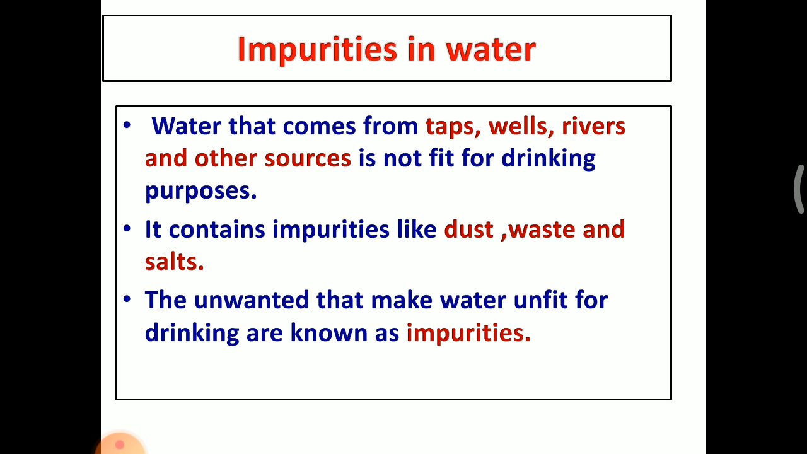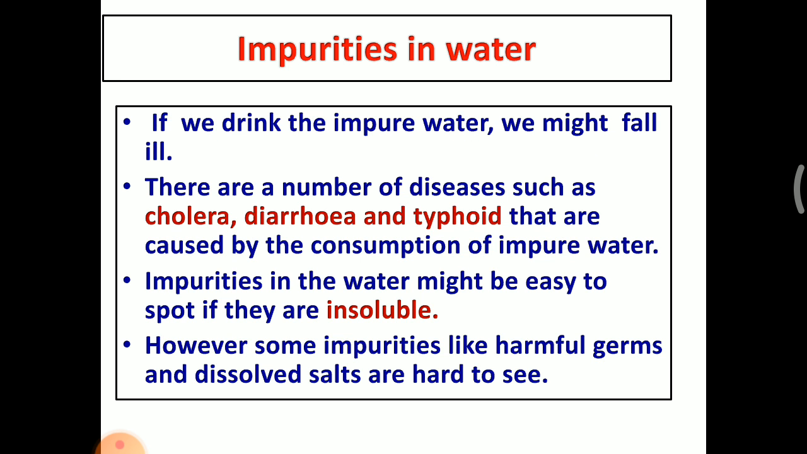We know that we are getting the water from tap, well, river, and other sources. This water is not fit for drinking directly because it contains some impurities such as dust, waste, and salt. These unwanted things that make water unfit for drinking are known as impurities. If we drink the impure water, we might fall ill.